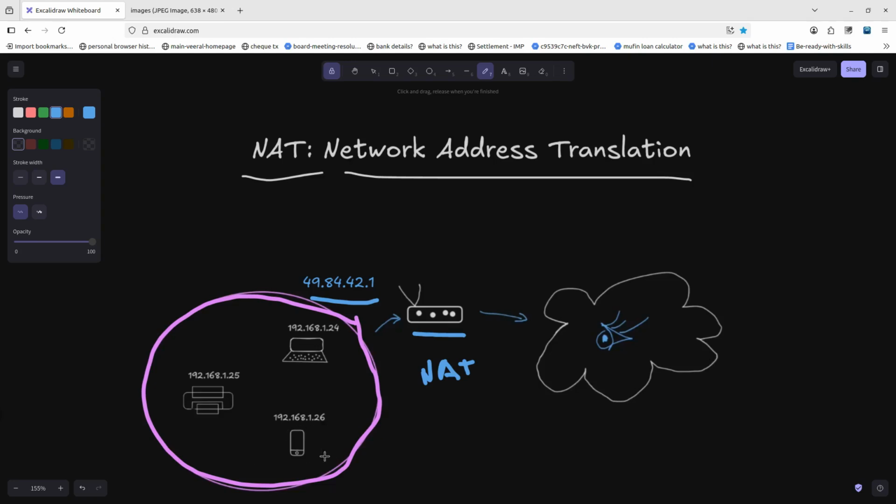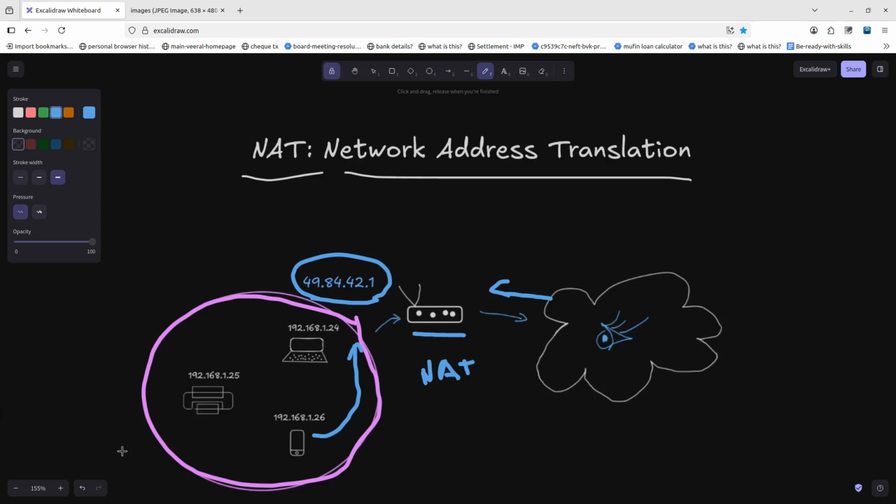So any traffic, let's say from 192.168.1.26, will get converted to 49.84.42.1. Then it will get routed to the internet, okay? And then when the internet is sending traffic back, it will use this reference, 49.84.42.1. It's not going to see the private IP address. It's only going to see this and likewise reroute its traffic, okay?